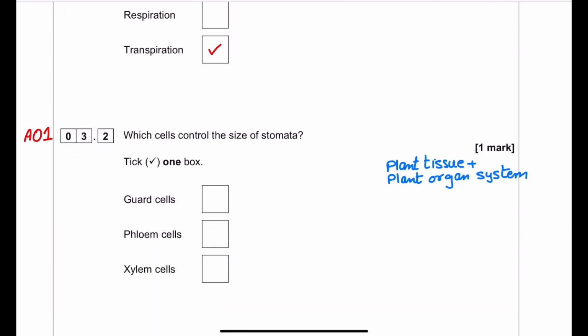3.2 is a new question, and it is from plant tissues and plant organ systems. Which cells control the size of stomata? Stomata are present in the leaves and they are controlled by the cells called guard cells.